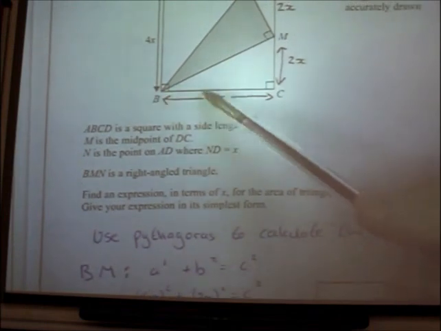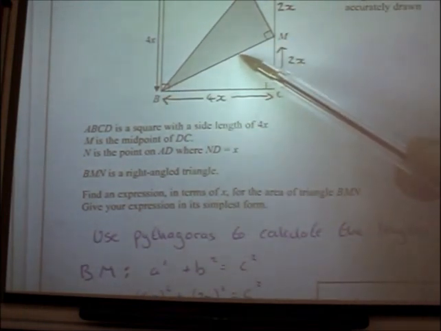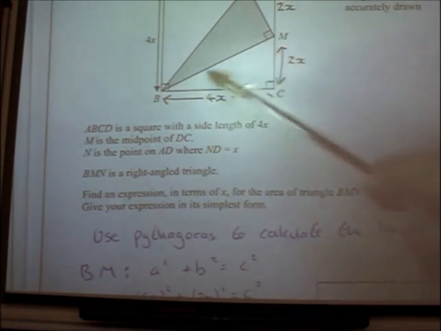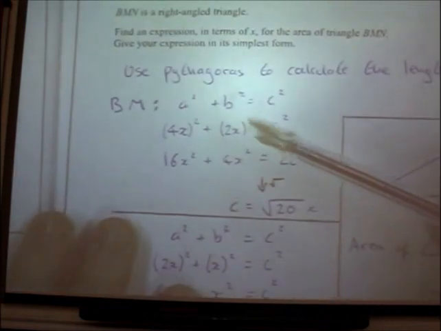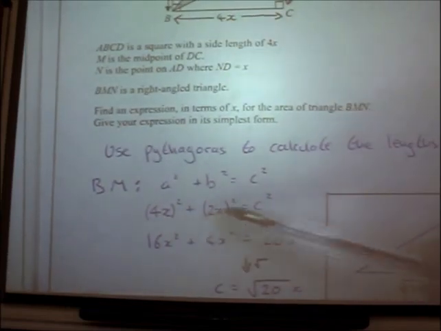So BM, this line here we're going to be doing first of all, is a squared add b squared equals c squared. And this line here, BM, is the c squared. So here's my workings. a squared add b squared, c squared. 4x squared, because that's 4x, add 2x squared, because that's 2x, equals c squared.